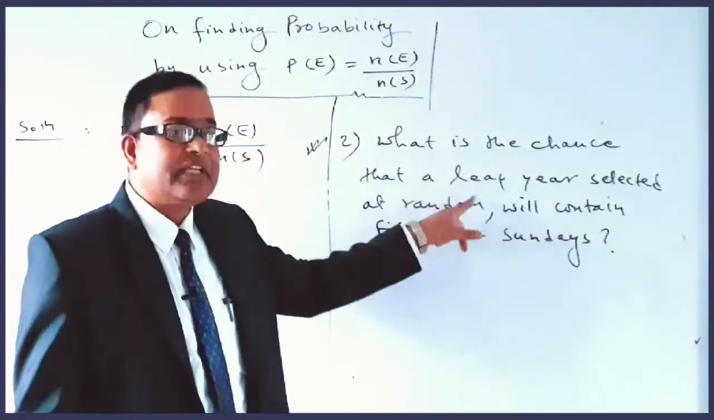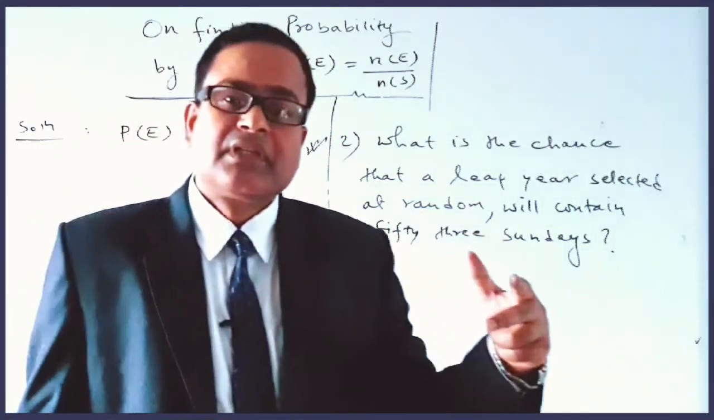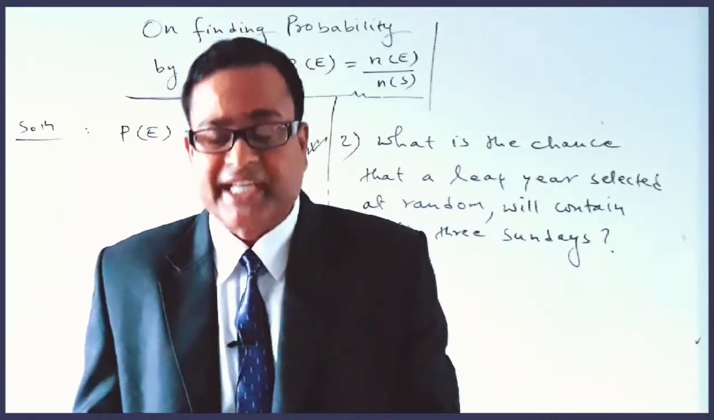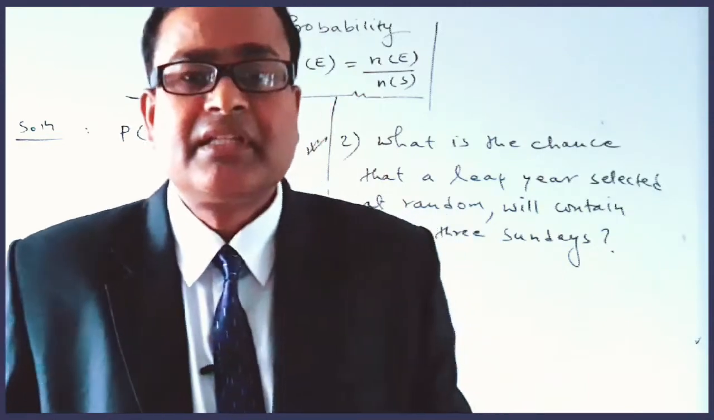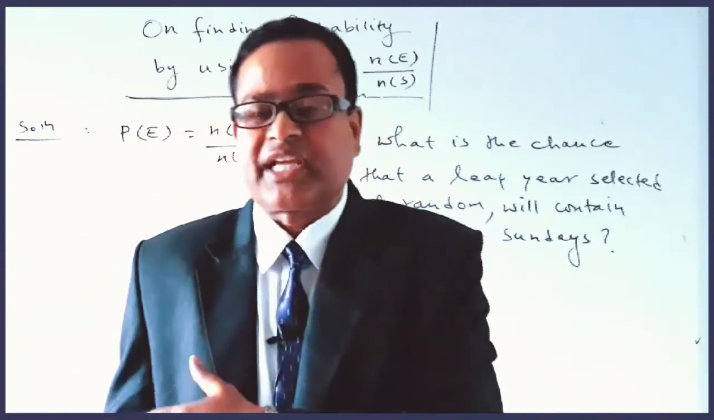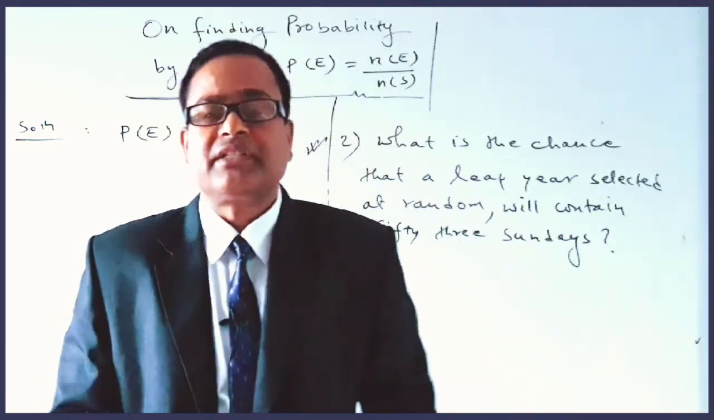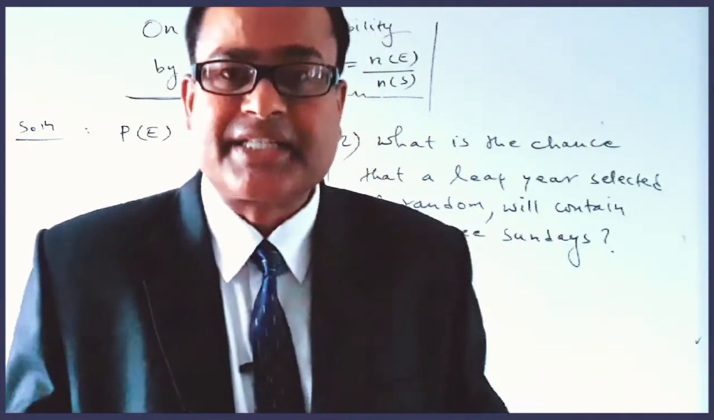So we know that in a leap year, there is one day more. That means in a year, there are 365 days. But in a leap year, there will be one day extra. That means 365 plus 1. That means altogether, there will be 366 days.